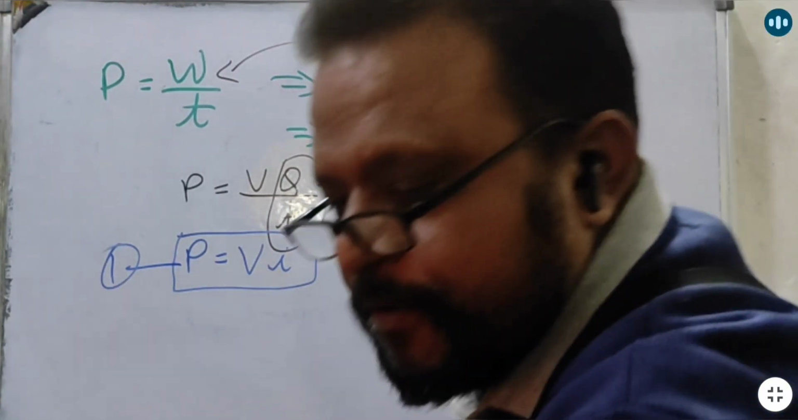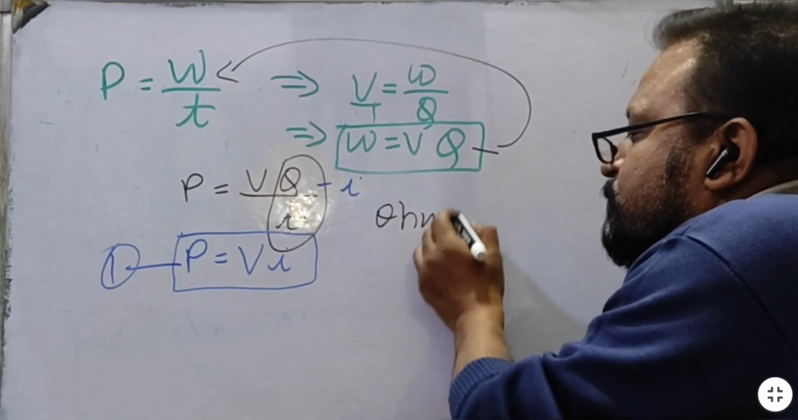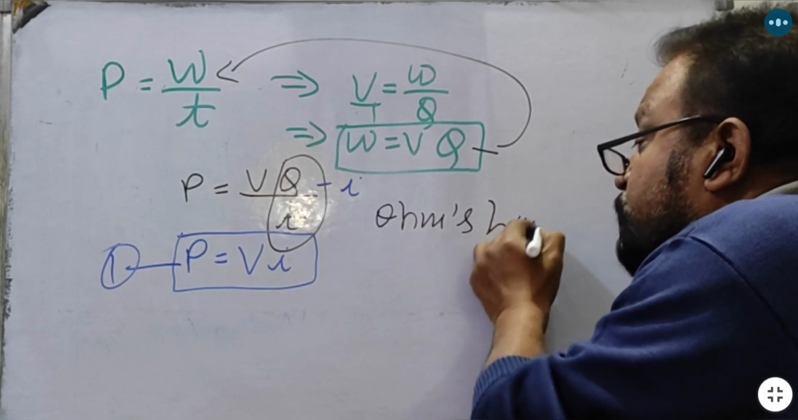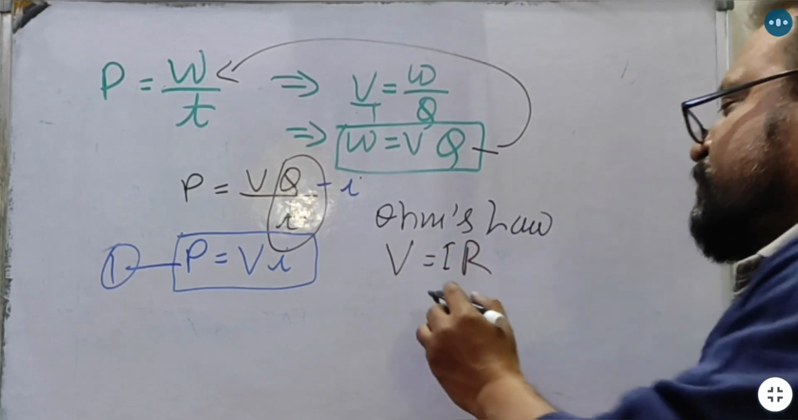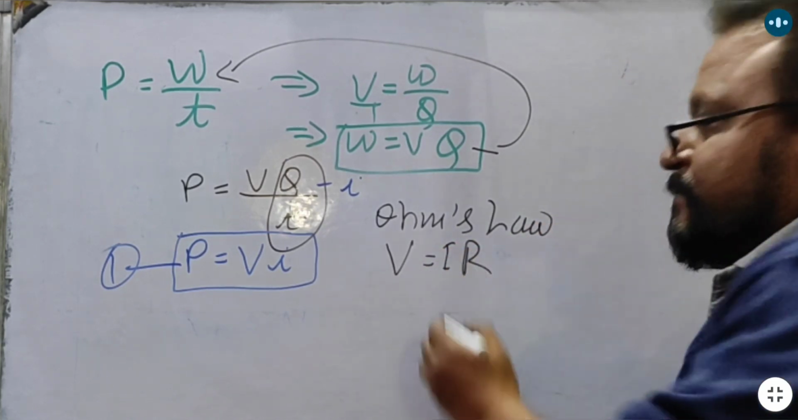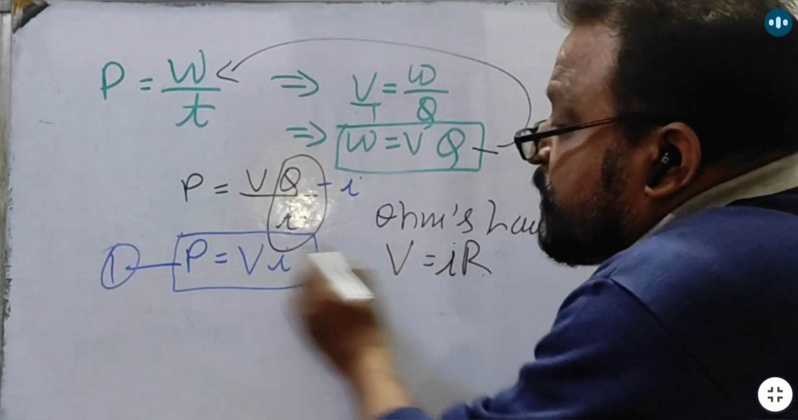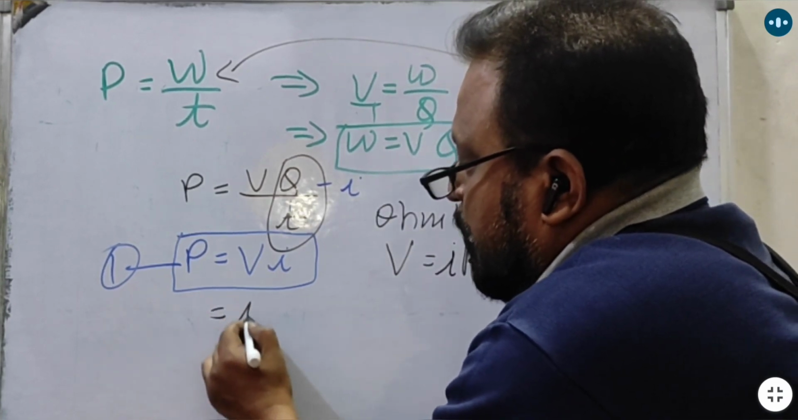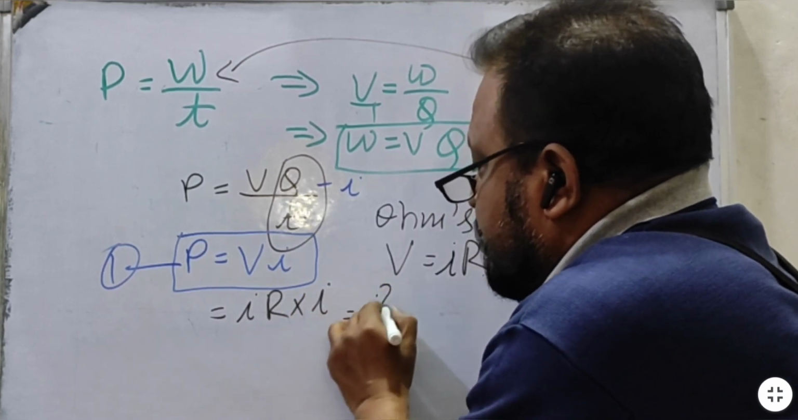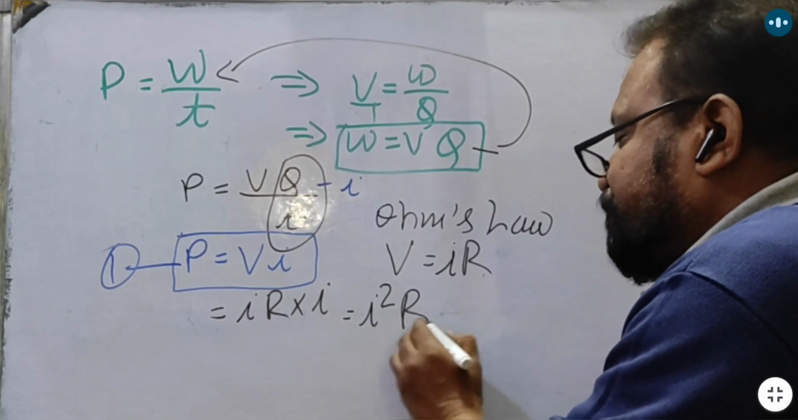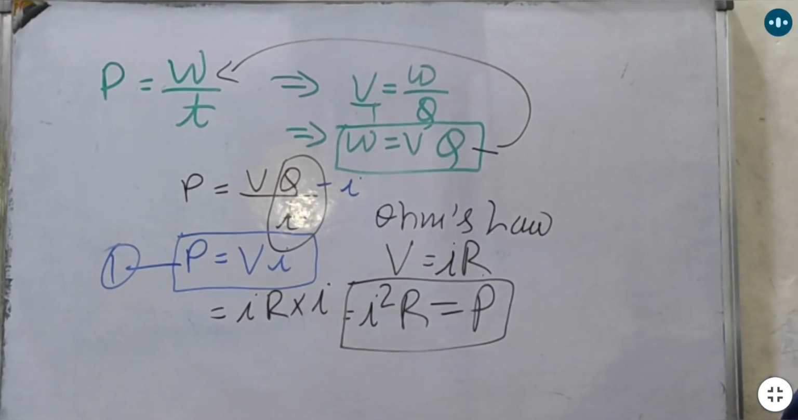I hope you have heard about Ohm's law. So what is Ohm's law? That is V is equal to IR, right? Small में लिख लेते हैं. V is equal to IR. So substitute this value here. So it becomes IR into I. So we get I square R, right? So it means it is P. This is the second formula.